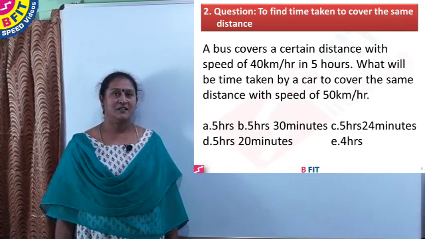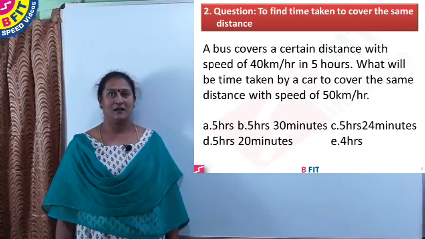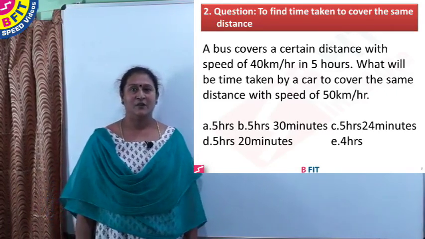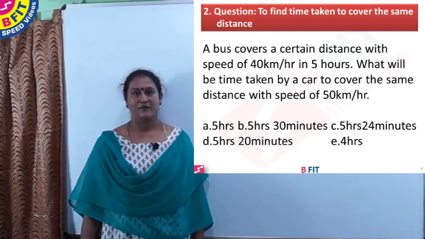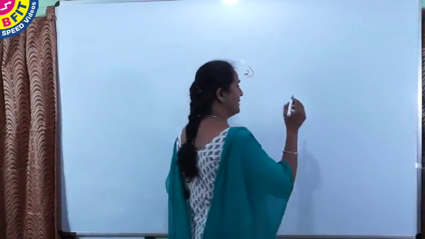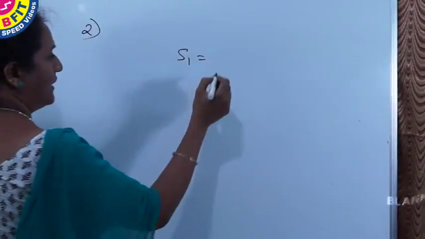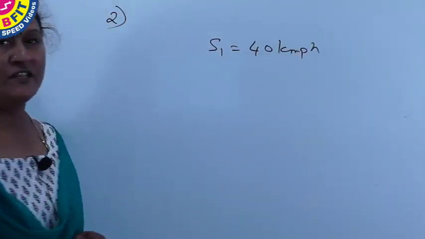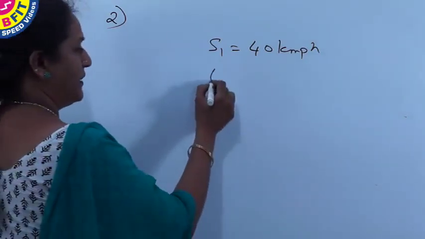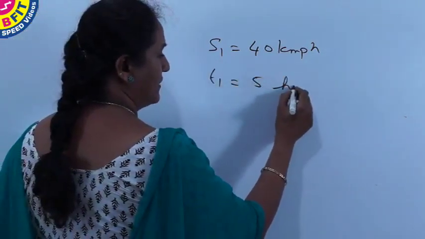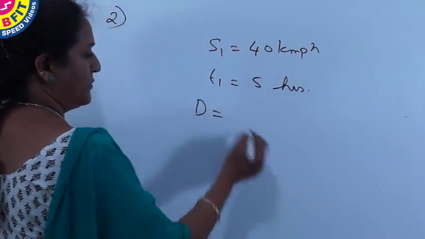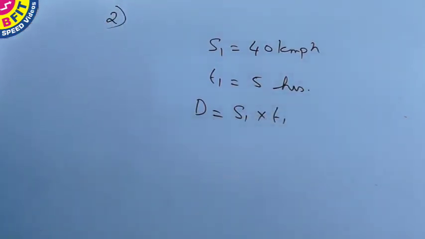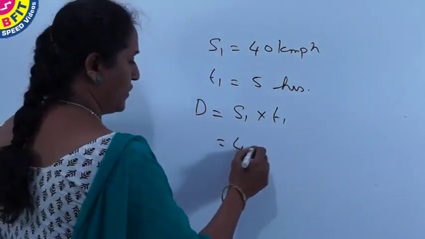A bus covers a certain distance with a speed of 40 kilometers per hour in 5 hours. What will be the time taken by a car to cover the same distance with a speed of 50 kilometers per hour? So we'll see the working. So the speed of the bus, we take as S1, that is 40 kilometers per hour, and with this speed it travels for 5 hours. So the time taken by the bus, we take as T1, is 5 hours. So the distance covered by the bus is the speed of the bus into the time taken by the bus, which is equal to 40 into 5.